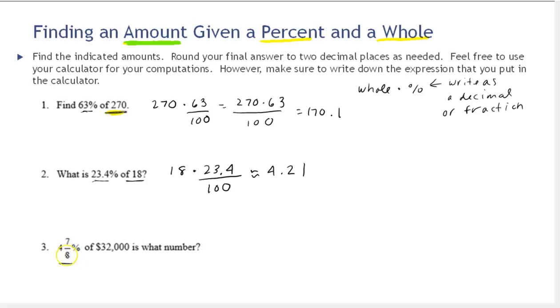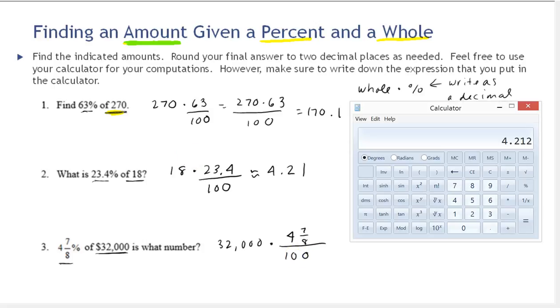Now here we have 4 7/8% of 32,000 is what number? The percent is clear because it's marked with a percent sign. 32,000 is the number after of, so that's our whole. So we're going to take 32,000 and multiply by 4 7/8 over 100.